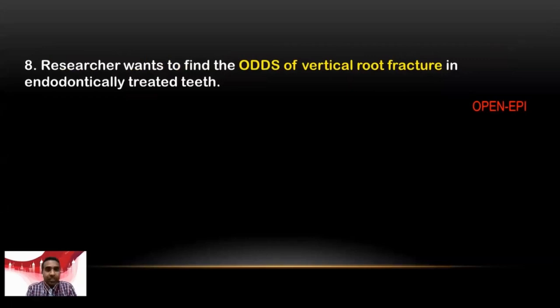Now, it's an example for a case-control study. A researcher wants to find the odds of vertical root fracture in endodontically treated teeth. You know very well, endodontically treated teeth are more prone to vertical root fracture. What is the chance of getting VRF in an endodontically treated tooth compared to a non-endodontically treated tooth? VRF can occur in a sound tooth as well as a treated tooth. So what are the odds of getting VRF in the case group? This case group is the RCT treated group.